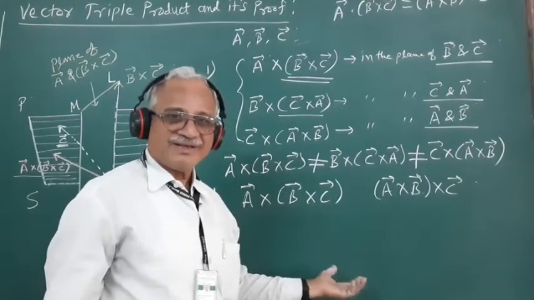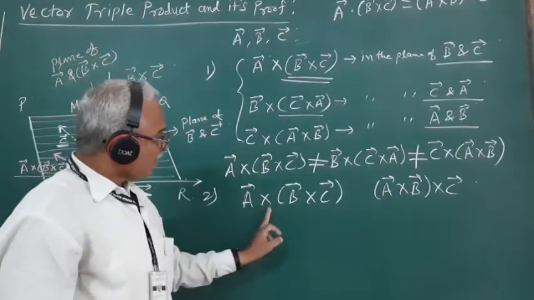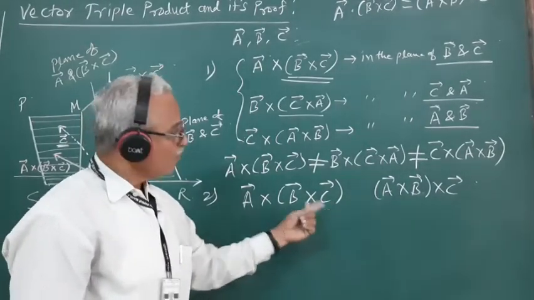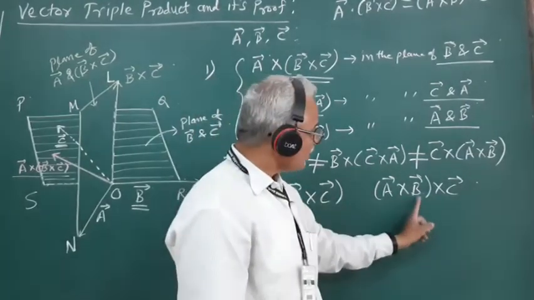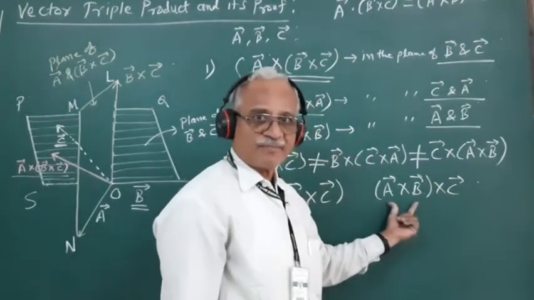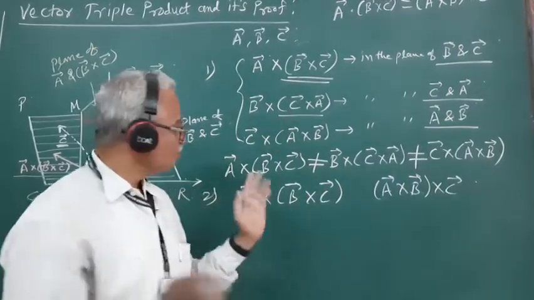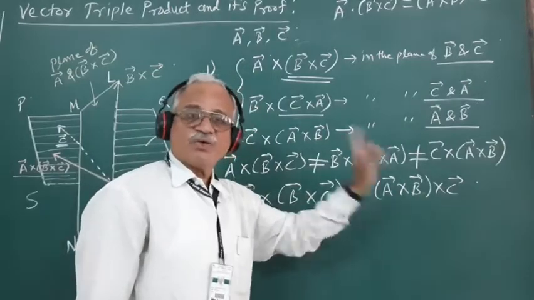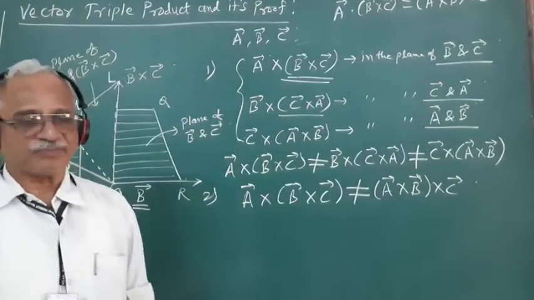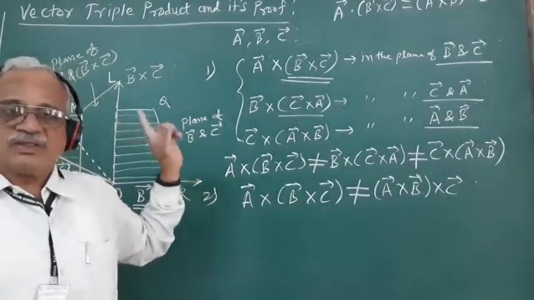Cannot be. Why? The reason is again the same one. The first vector, A bar cross B bar cross C bar, lies in the plane of B bar and C bar, whereas this other vector lies in the plane of A bar and B bar. So these two vectors lie in different planes, so these two vector triple products will not be equal. So we should put the inequality sign here. These are the two conclusions that we can draw from the vector triple product.